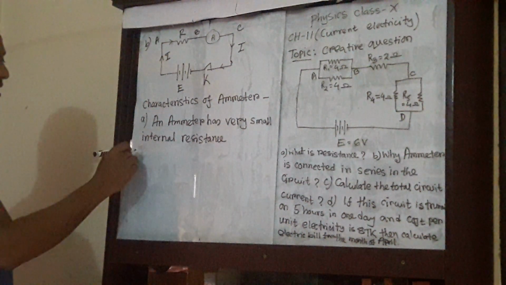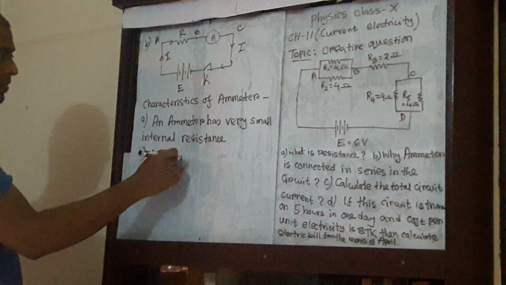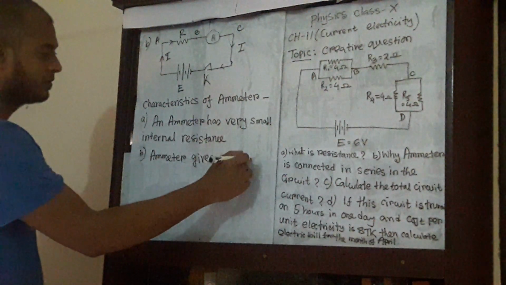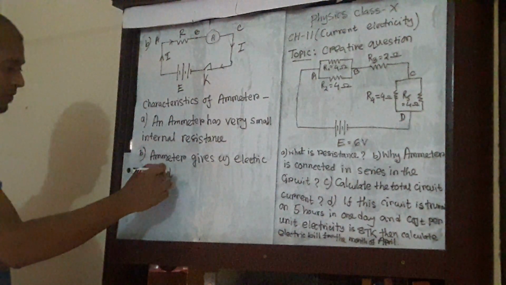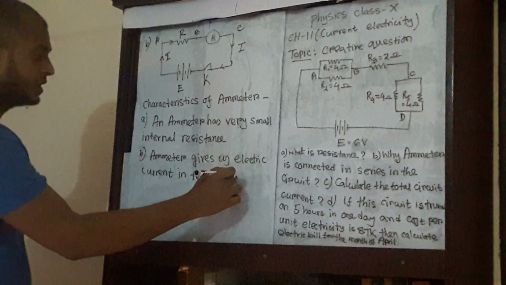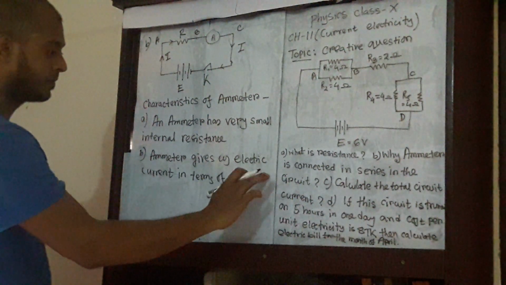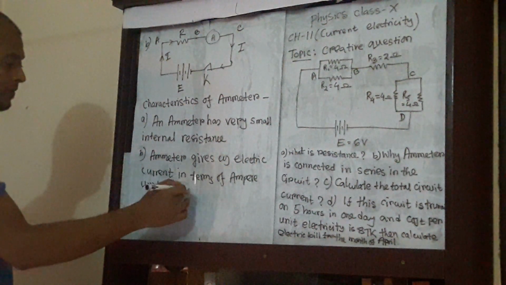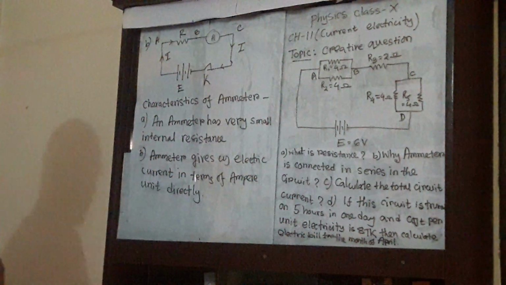And the second point, point number B, is that an ammeter gives us electric current in terms of ampere unit directly, okay?